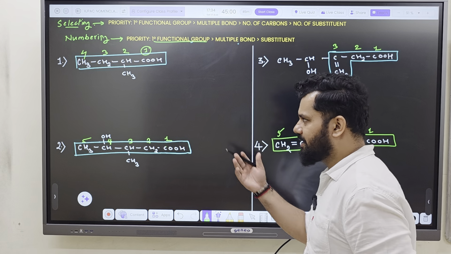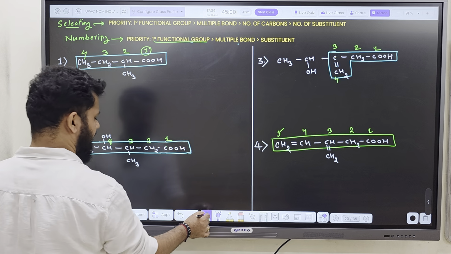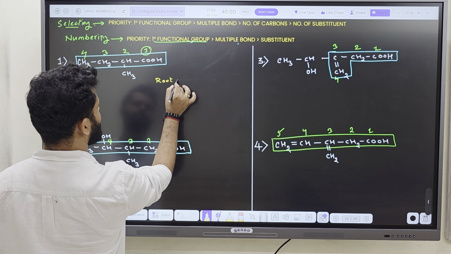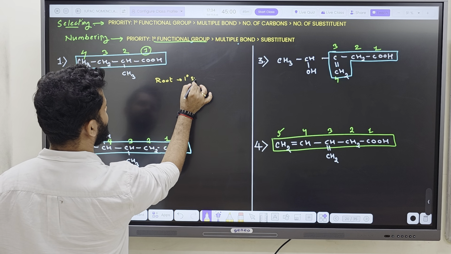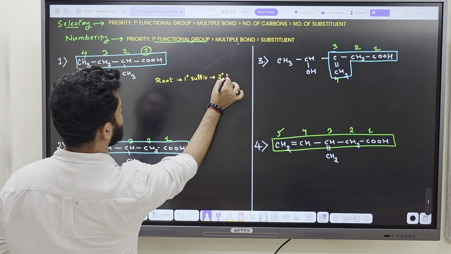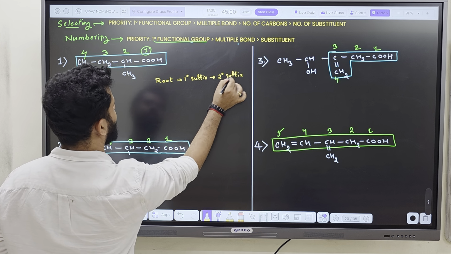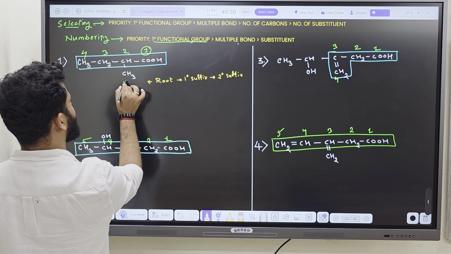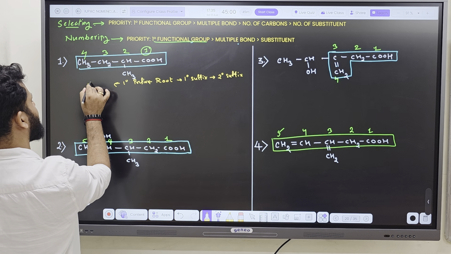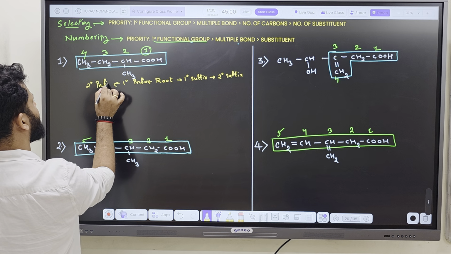Moving ahead. Let's write its name. Sir, we have these parts. We have root in our name. We have primary suffix, then we have secondary suffix, and before that comes primary prefix and secondary prefix.